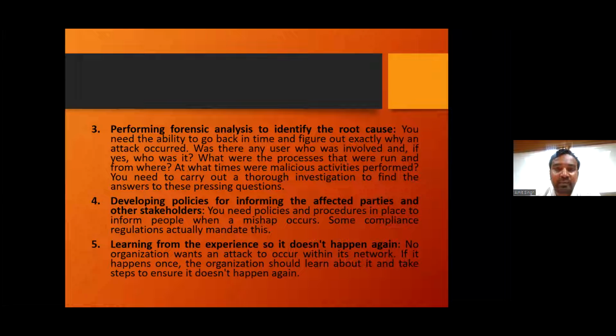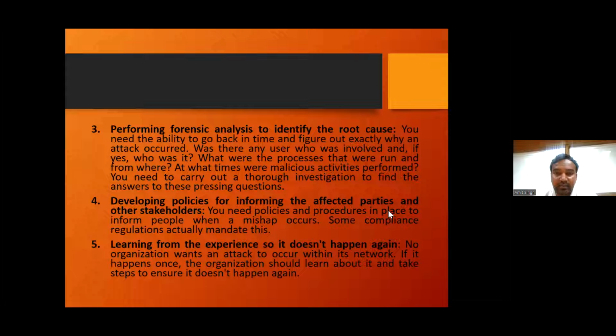Third is performing forensic analysis to identify the root cause. You need the ability to go back in time and figure out what exactly has happened to your systems and where the malware has affected, and you patch up that loophole. Fourth is developing policies for informing the affected parties and other stakeholders. Like in India, we have an agency called CERT. So that is Computer Emergency Response Team.